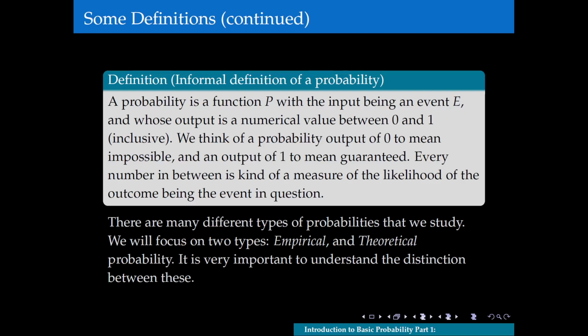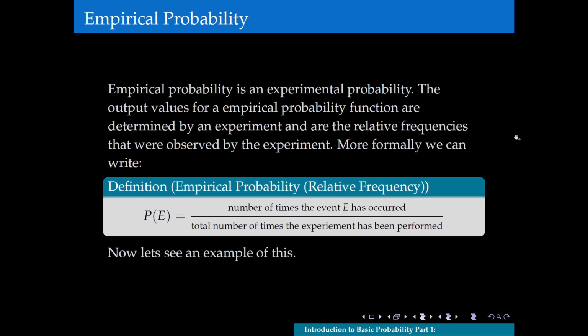Now, there are different types of probabilities that we study. We're going to focus on 2 of them, at least in this video. And those are known as empirical probability and theoretical probability. Now, it's very important to understand the distinction between these, as they're found by different methods, and they're used differently. So we're going to begin with empirical probability. Empirical probability is an experimental probability, right? It's related to the frequencies of occurrences, so how many times something has occurred over the course of an experiment.